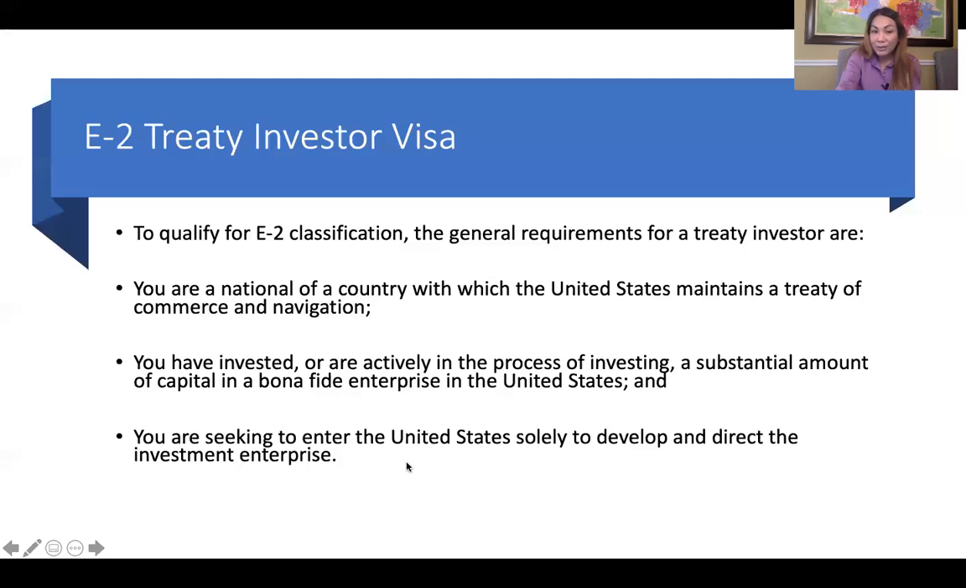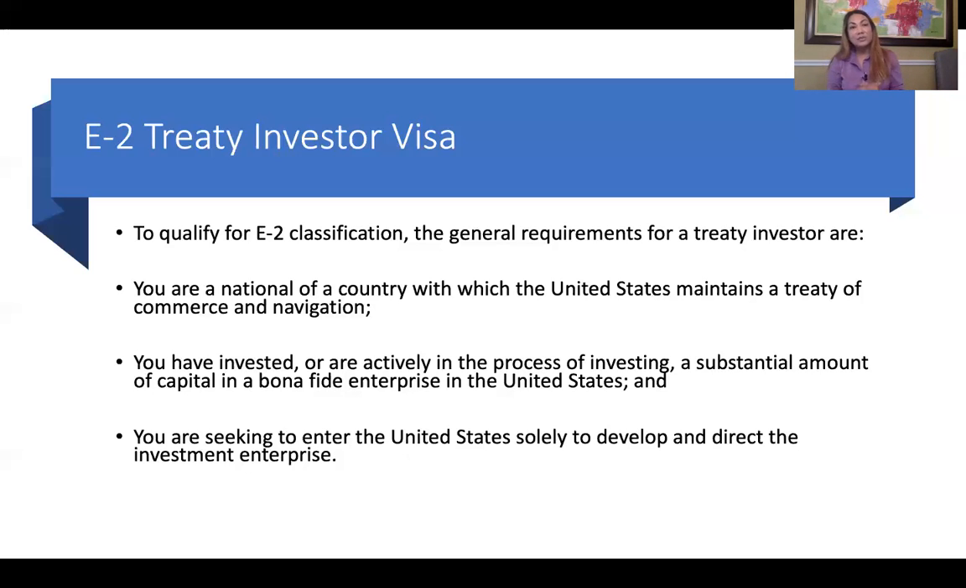The E-2 applicant must be seeking to enter the U.S. to develop and direct the investment enterprise. So your purpose in coming to the United States as an E-2 investor is to develop and direct the E-2 enterprise. That's your main purpose.